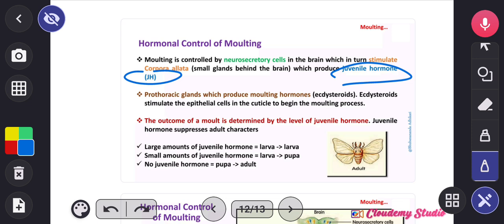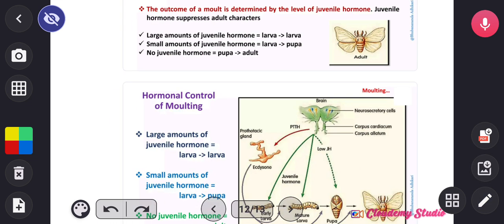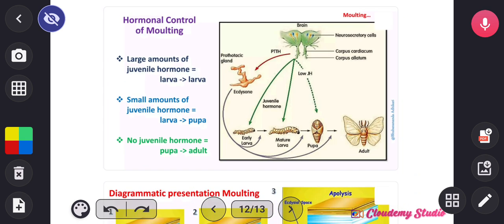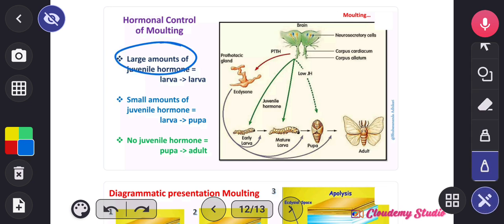Now, a large amount of juvenile hormone is found in larvae when they want to move from larva to larva. A small amount of juvenile hormone is present when they want to move from larva to pupa. And no juvenile hormone is produced when they want to move from pupa to adult. You understand? Remember, I said that they have a complex life cycle, which is known as metamorphosis. Yes, metamorphosis.